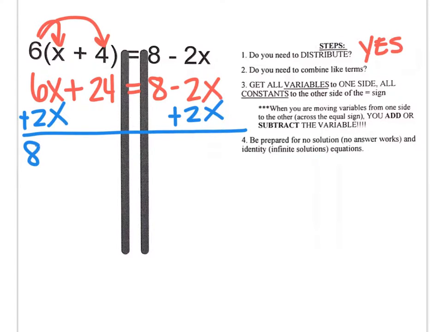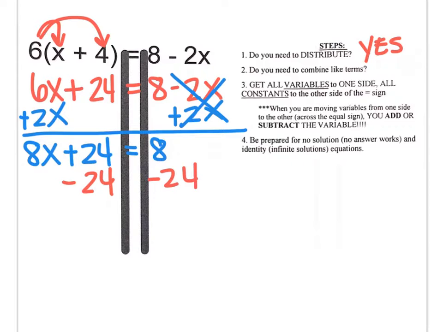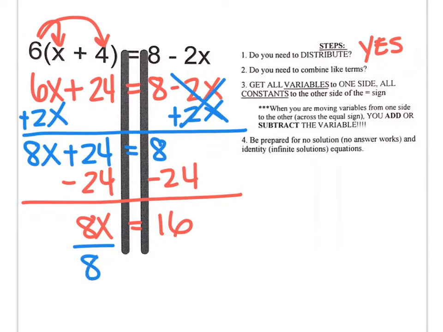We'll get 8x plus 24 equals 8 because our 2x's are going to cancel out on the right hand side. Now we're going to solve this like a normal two-step equation. We're going to subtract 24 from both sides. We're going to be left with 8x equals 16. Get the x all by itself. We're going to divide. We're left with x equals 2.